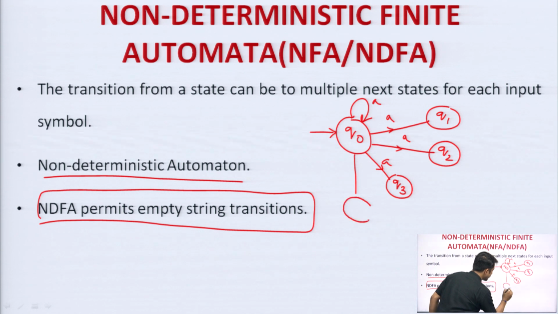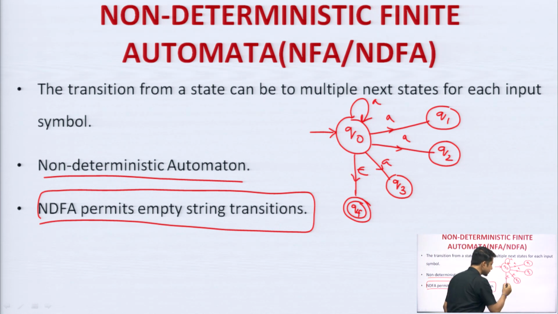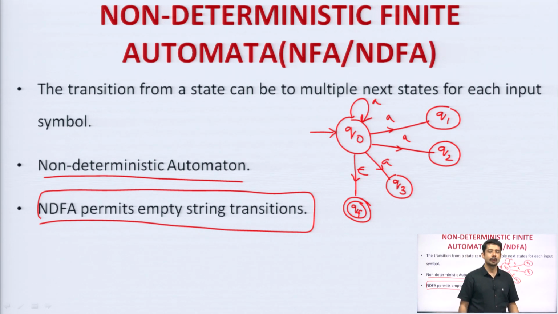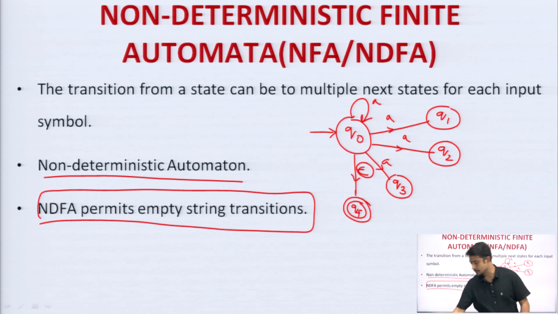Suppose I am having one more state, say QF, and I can have an empty transition. This means that there is nothing, no string, between Q0 and QF, but yes, I can have a string which is having length equal to 0. So that is known as empty. So this is the basic terminology about NFA.